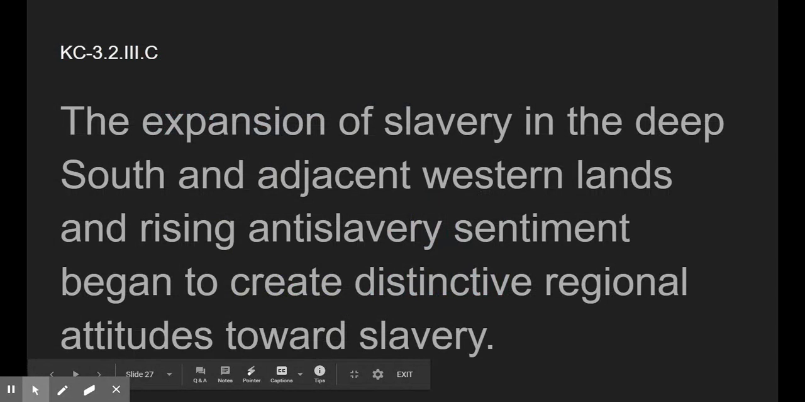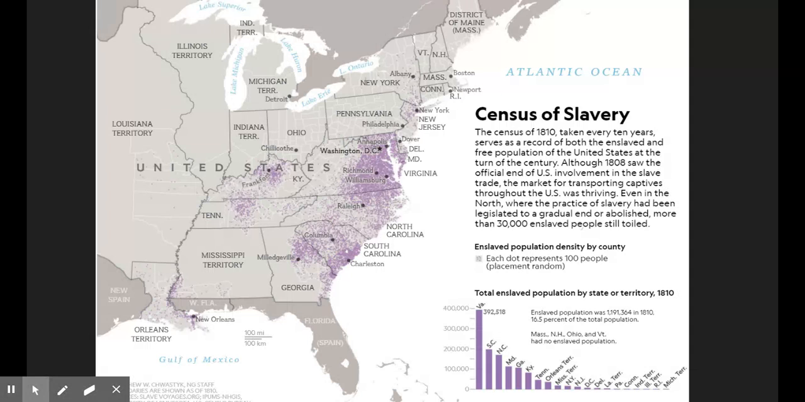The expansion of slavery in the Deep South and adjacent Western lands and rising anti-slavery sentiment began to create distinctive regional attitudes towards slavery. Now, you guys have some historical context you can add to this from the time after the Revolution, the Constitutional Convention, when different states start to set themselves up as slave states and free states, and what some of those arguments were about and what they're going to continue to be about. The expansion of slavery westward is only going to add to that animus amongst the two different groups.